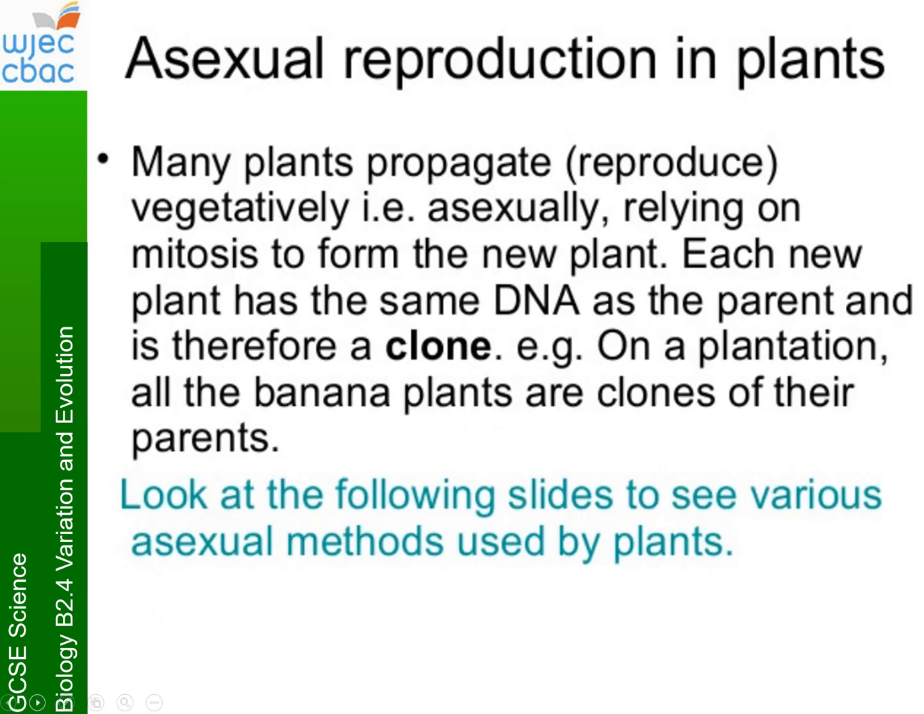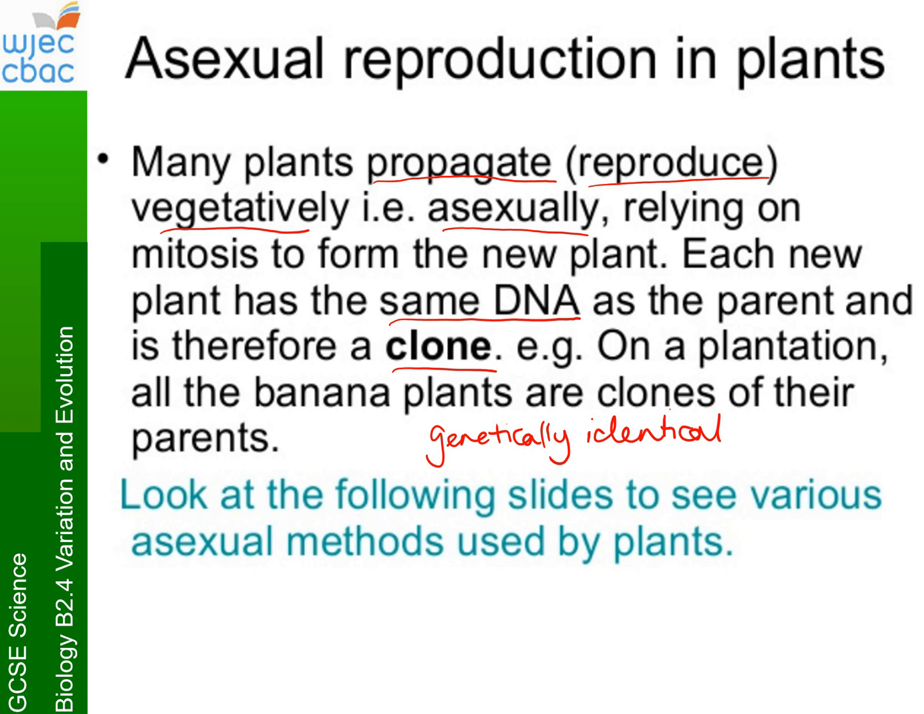Then we've got plants. We've got a variety of different methods that plants can reproduce asexually. We sometimes call this propagating or reproducing vegetatively, in other words, asexually. So they don't need two plants to get together. Each new plant has the same DNA as the parent and therefore is a clone. That definition of a clone is they are genetically identical, and you will see that in our next lesson when we talk about cloning, and in particular Dolly the sheep.